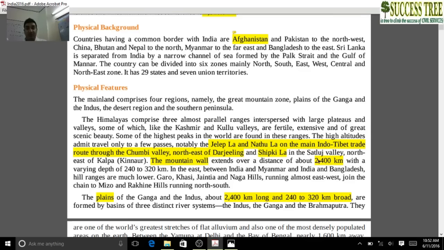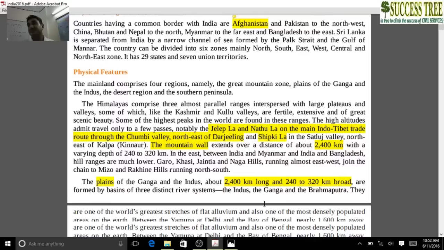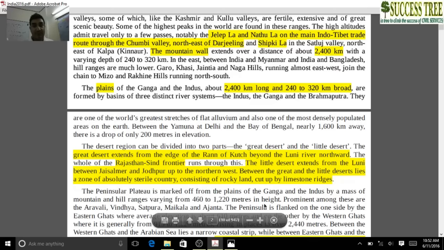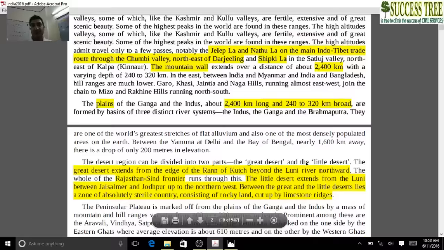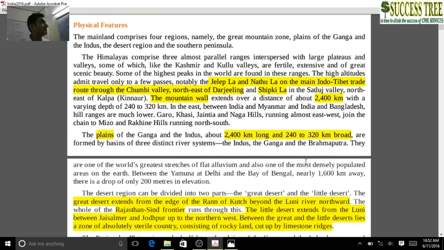Now, the mountain wall is 2400 kilometers long. Okay, now what do you find? The plains have the same length as well, the Ganga-Indus Plain. See the next paragraph, 2400 kilometers again. So your task will be to go through all the passes of India and see their importance. For example, in Jammu and Kashmir, Burzil Pass and Banihal Pass. See which pass links Jammu to Kashmir, Burzil or Banihal, and in which mountains you find the Kashmir Valley.